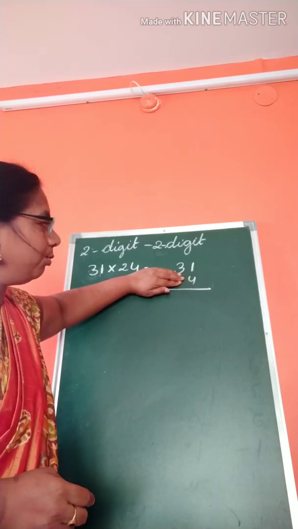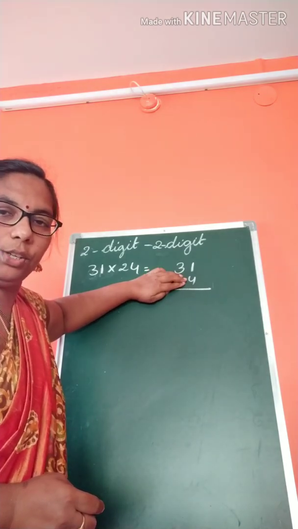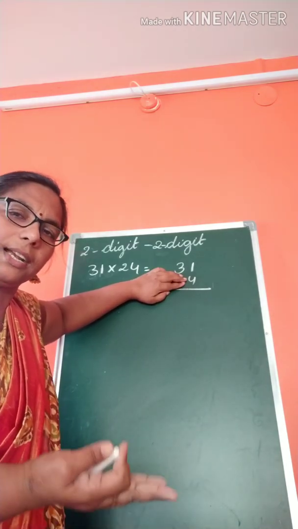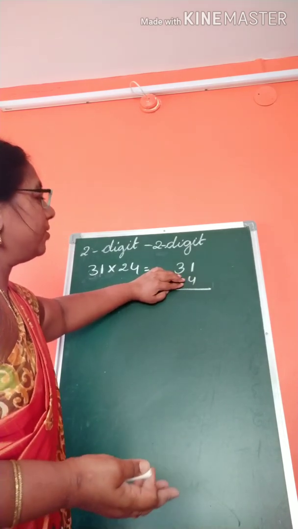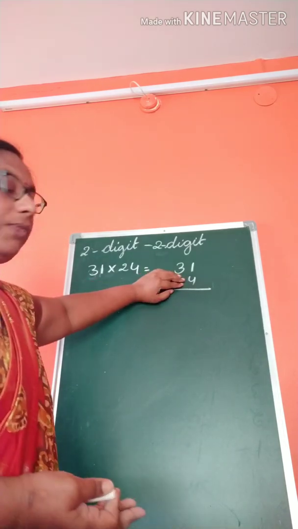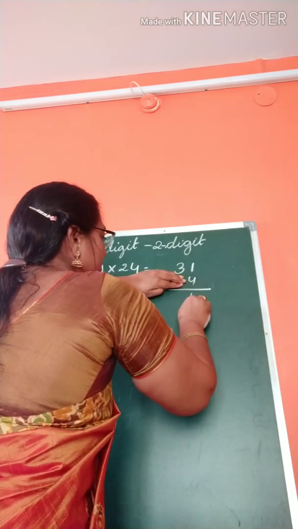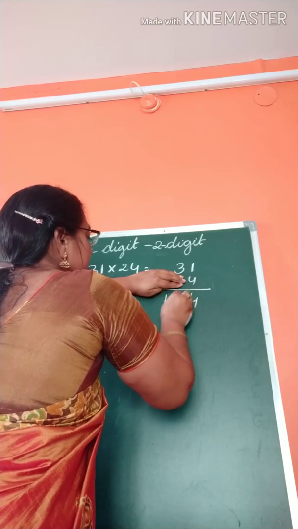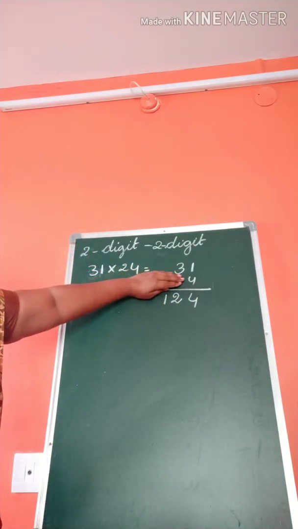Okay, what we have to do here, 31 into 4. Imagine that 31 into 4. Already we have learned how to do a 2 digit multiplication with a 1 digit number, right? So now which number do we have to multiply first? With 1. So here 4 ones are 4, 4 threes are 12. So 31 into 4 is 124.